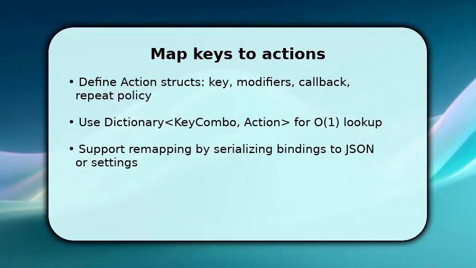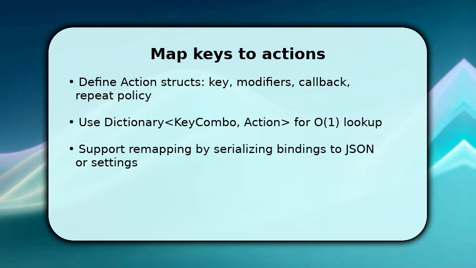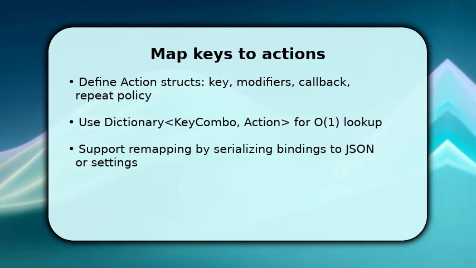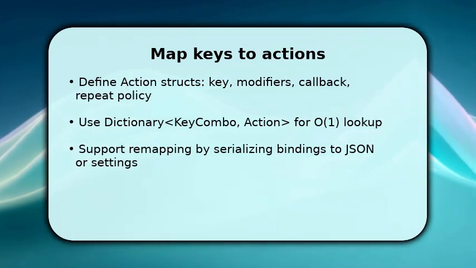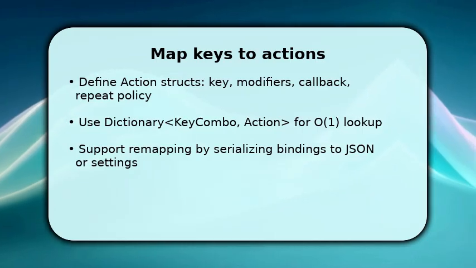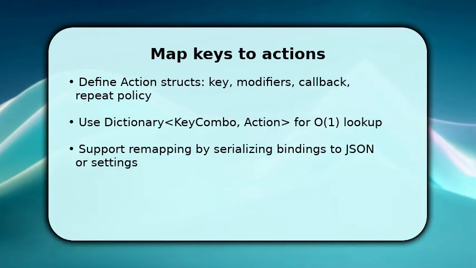Define an actions struct or record that stores key, modifiers, callback delegate, and repeat policy. Hold those in a dictionary keyed by a key combo type for O(1) resolution. When an input event fires, build the key combo and try a lookup. Invoke the callback if found.